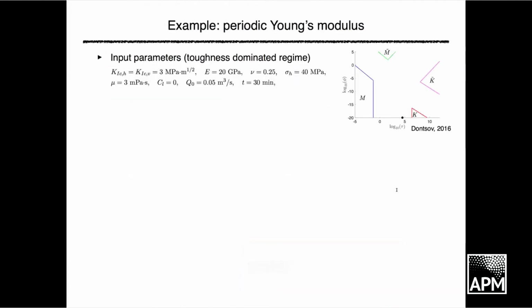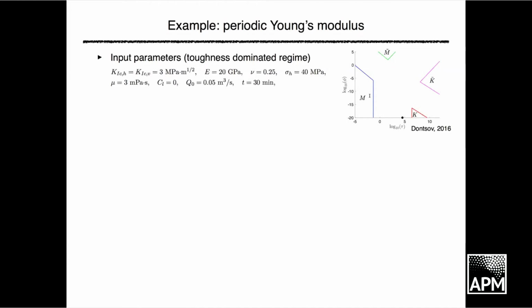Let's just give an example to demonstrate that this is the case. We consider the base case scenario, a nearly toughness-dominated fracture propagation, single planar fracture. Here are the parameters: no leakoff, this is viscosity, toughness, and so on. And here's the phase diagram for radial fracture, right? So we are near the toughness vertex.